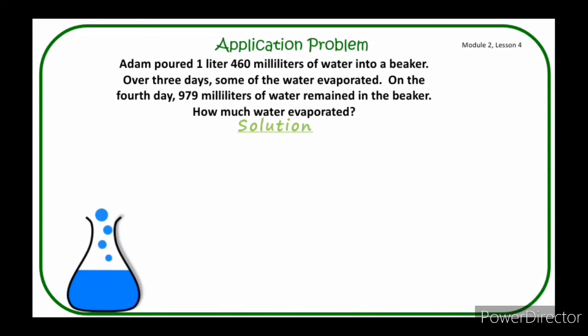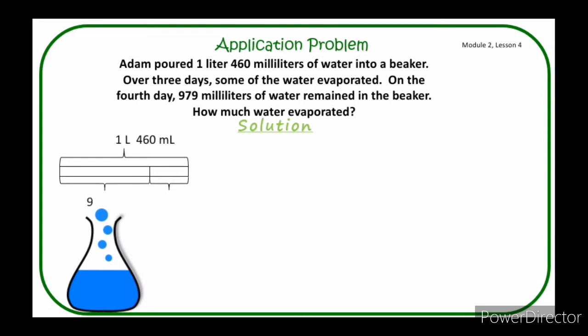Okay, let's see. We'll have our tape diagram. Here I have the total. This side represents the total. And this other side represents the part remaining and the part that evaporated. Can you see that? So I have 979 milliliters remaining. The part that evaporated is represented with a letter. Okay, we can see that. So what do we do? We subtract. Great.